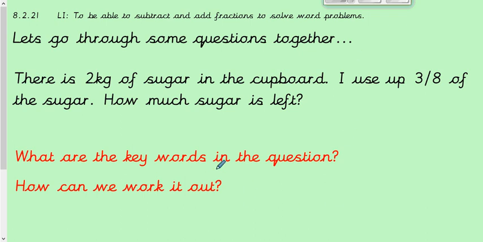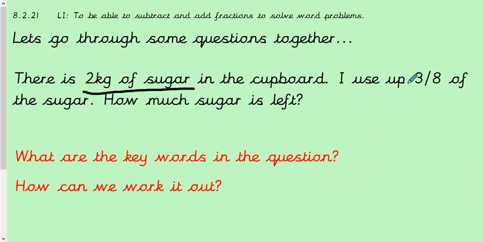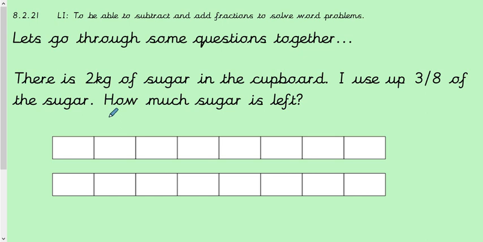So if we're looking at the key words first, 2 kilograms of sugar. That is definitely a key word because that is the amount. So there are 2 kilograms of sugar, and I use up 3/8 of my sugar. How much sugar is left? And normally when you're talking about how much is left, normally, not always, but normally that means you're subtracting. So for this question, you are subtracting 3/8 from 2 kilograms. So let's work it out.